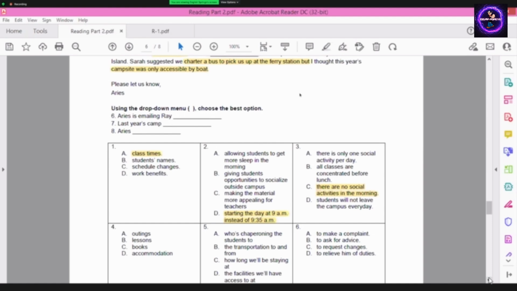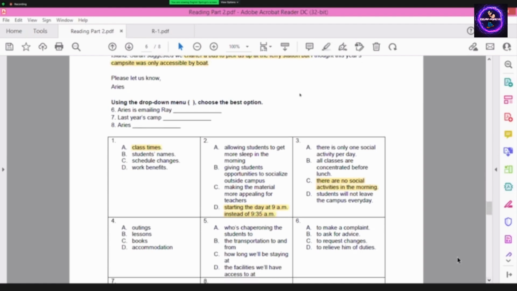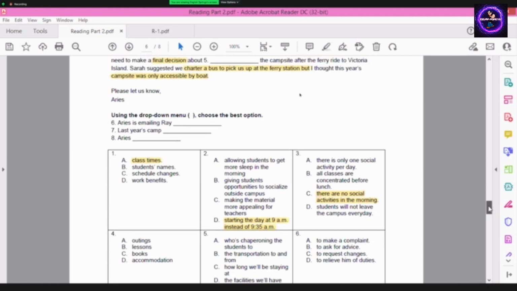The facilities we will have access to? It doesn't talk about any facilities. It doesn't talk about who is chaperoning the students either. How long will we be staying there? It doesn't talk about how long as well. So it's none of those. It's only about transportation. One is telling bus, another one is telling boat.